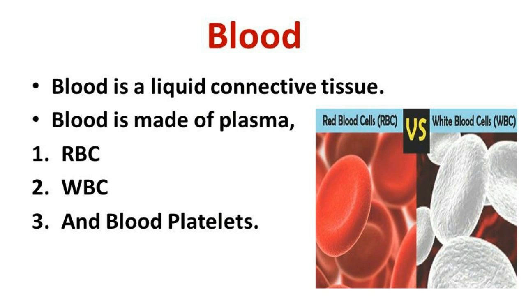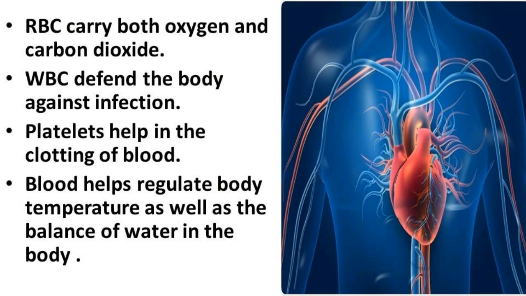Blood is a liquid connective tissue. Blood is made up of plasma, first RBC, second WBC, third blood platelets. RBC carry both oxygen and carbon dioxide. WBC defend the body against infection. Platelets help in the clotting of blood. Blood helps to regulate body temperature as well as the balance of water in the body.